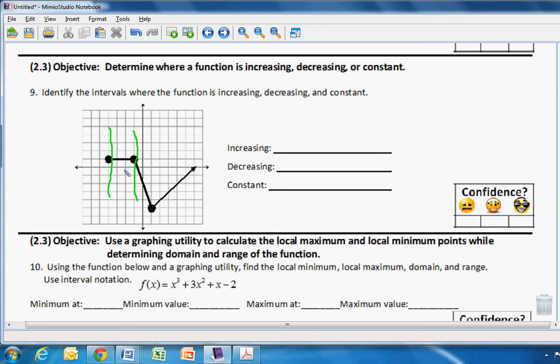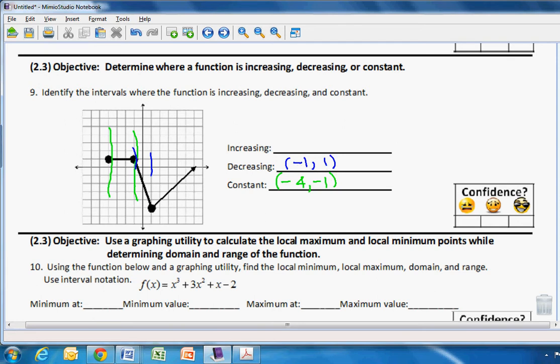At negative 1, 2, 3, 4. So negative 4 all the way up to negative 1, our function is constant. Then from negative 1, it starts to decrease. So we want to know right from here all the way to here, it's decreasing. I'm not worried about the y values, I just want to know where on the x-axis. So it's decreasing from, we're starting at negative 1 all the way to 1.